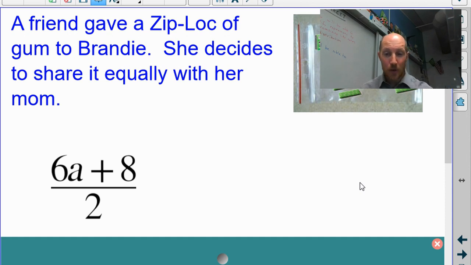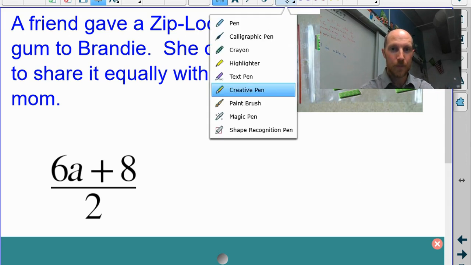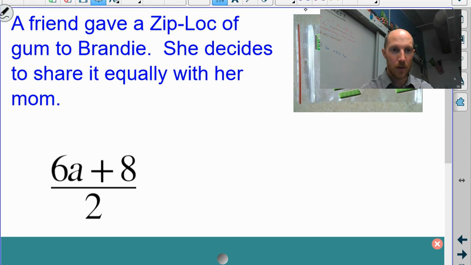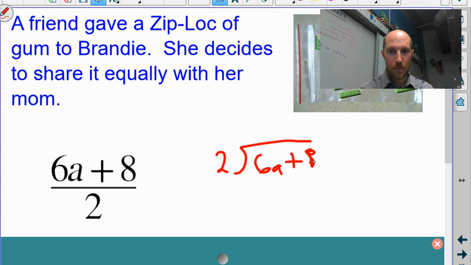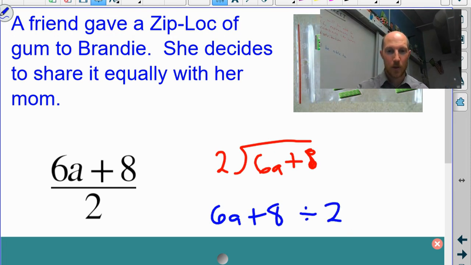So in algebra, most of the time when we see division, we're going to see it written with this divide line rather than the other ways we could write division, which would be the long division symbol or the divide symbol like this, right? That all means the same thing, but in algebra we typically see it written with that line.